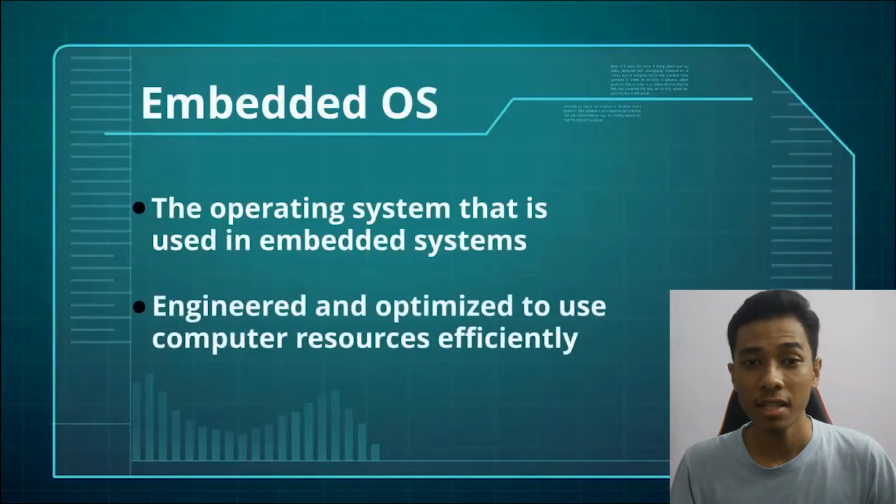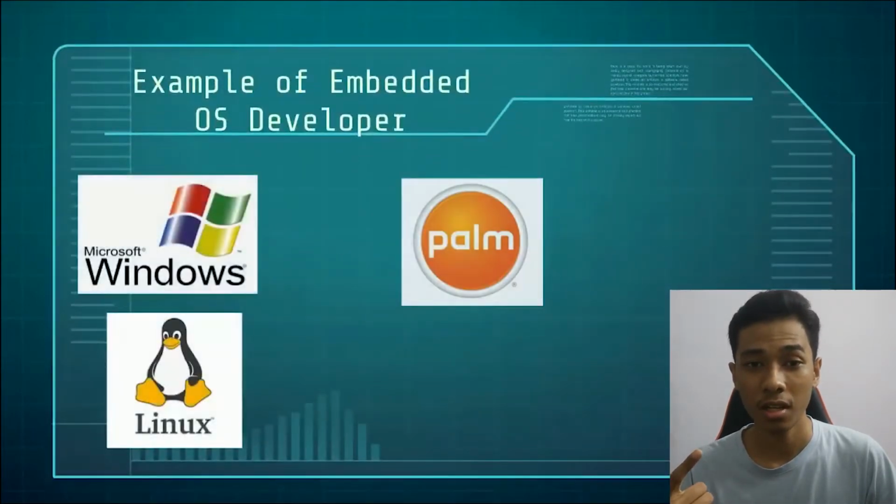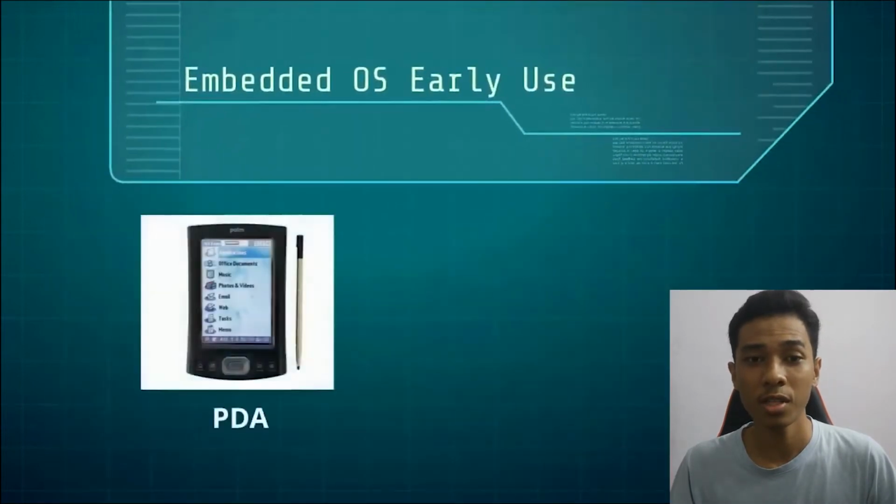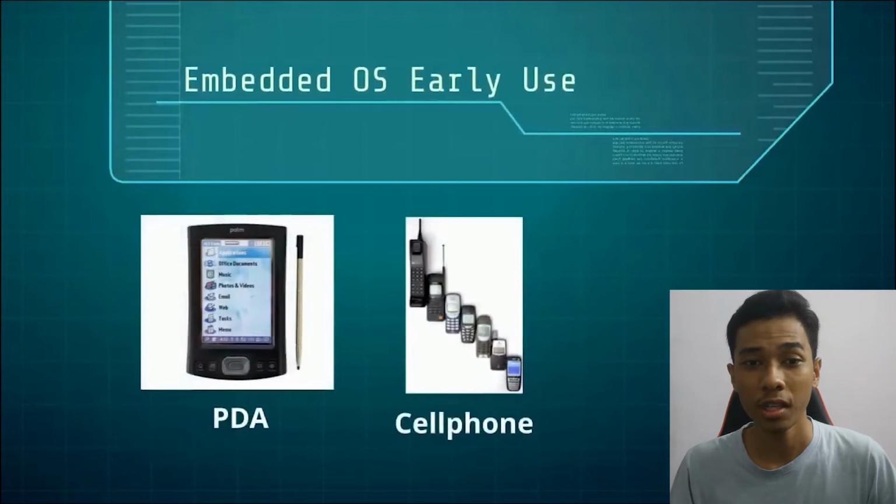Embedded OS is engineered and optimized to use computer resources efficiently. Windows, Linux, Palm Incorporation, and Wind River are examples of companies that develop embedded OS. Embedded OS has been used in telephones, cell phones, and PDAs.